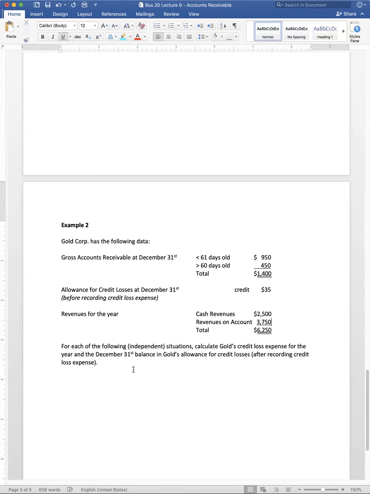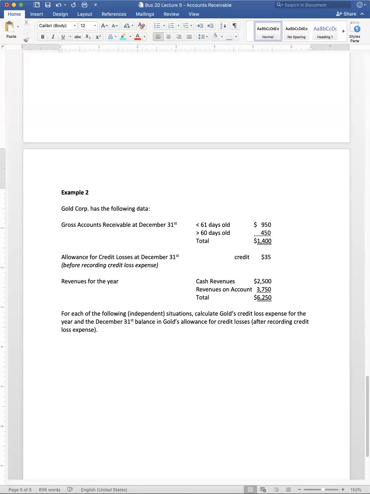Now, I'm going to give you 4 independent situations, so 4 different possibilities for how Gold could treat their receivables. And for each one, we're going to calculate their credit loss expense and the balance in the allowance. Okay, so let's look at the first situation. The first situation is A. Gold estimates that 0.5% of all revenues will result in credit loss expense.